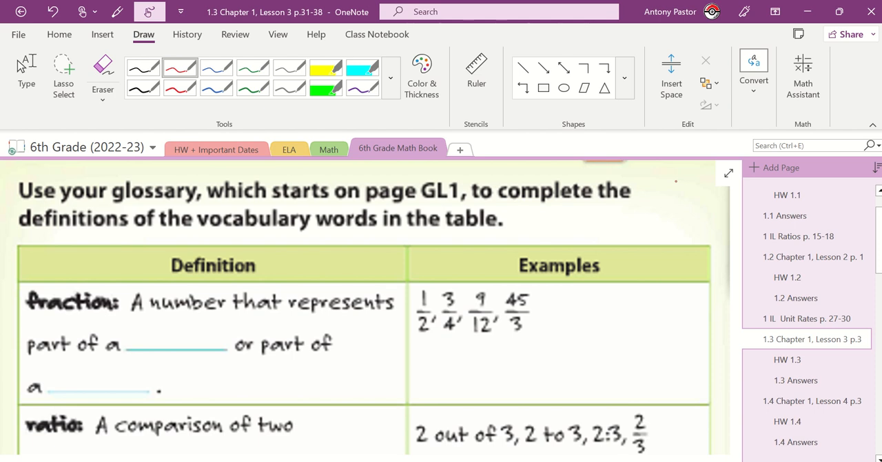A fraction is a number that represents part of a whole. Bear with me here. My handwriting is not going to be great because the program does not let me write very small. The O won't show up. There we go. It's part of a whole or part of a set.